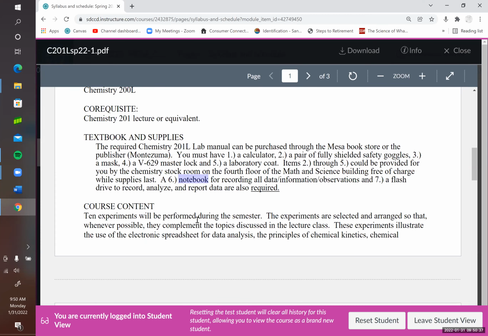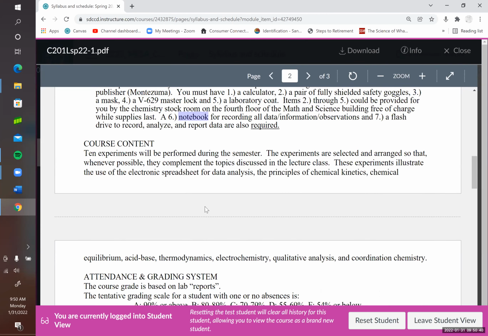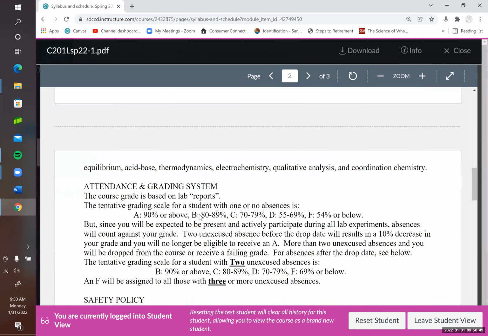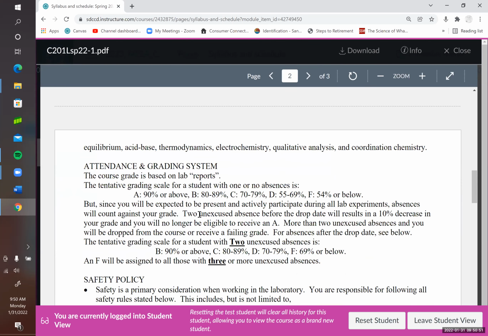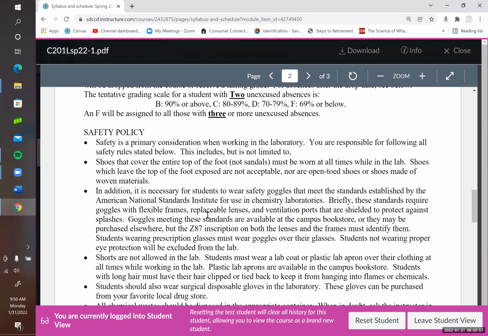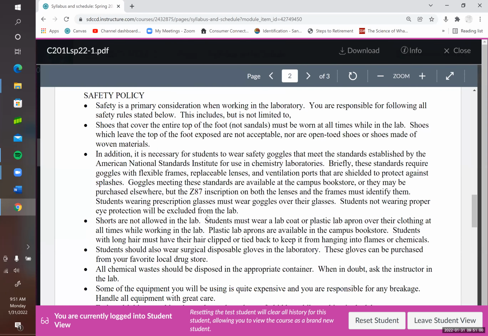All right, now the course content, we have 10 experiments that are designed to supplement the lecture class and deal with a lot of the concepts that you'll be learning in lecture. Safety, you should read through the safety policy. Once we get into the lab, though, that first lab, I'm going to go over the specific safeties of the lab and how it's designed with the eye washes and the showers and where you would deposit waste and things like that.